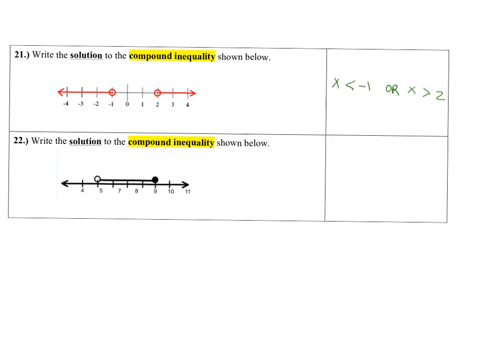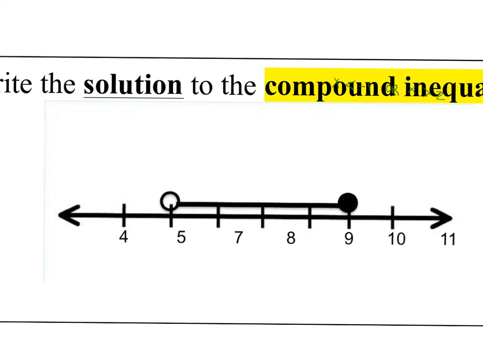Okay, number 22. Is this an and inequality or an or? You know that it's an and because it's shaded in between, correct? One of my numbers is going to be an open circle. One of them is closed. Now remember, you are basically saying that the values of the variable, let's say x again, have to be between these two numbers. Do you see how that tells you, just by looking at it? You know it's an and, and your values have to be between these two values.